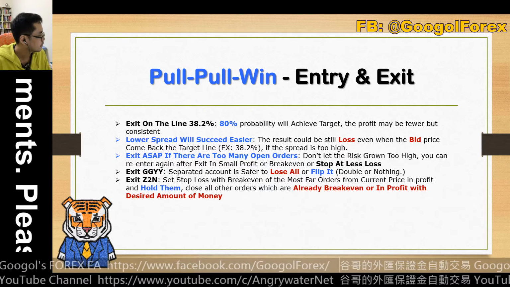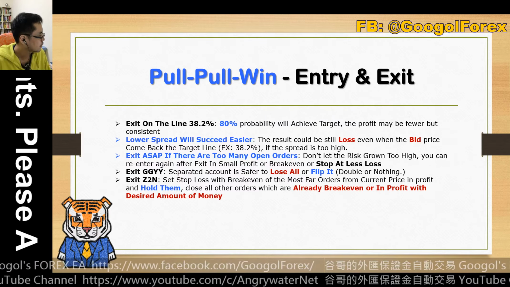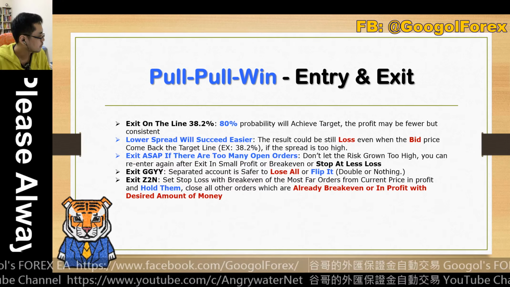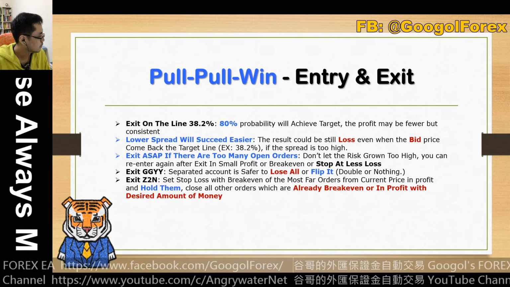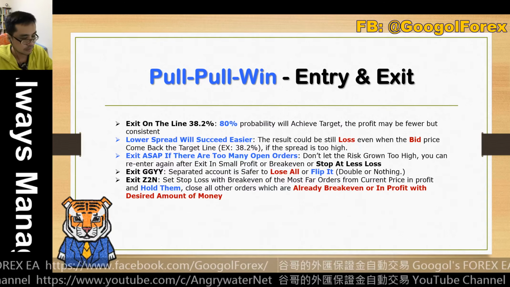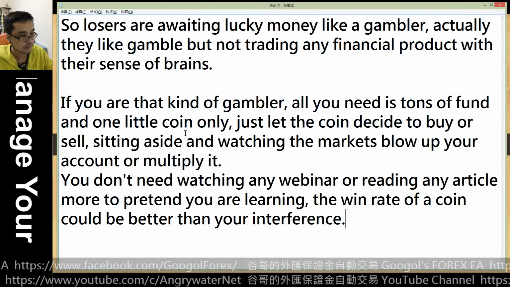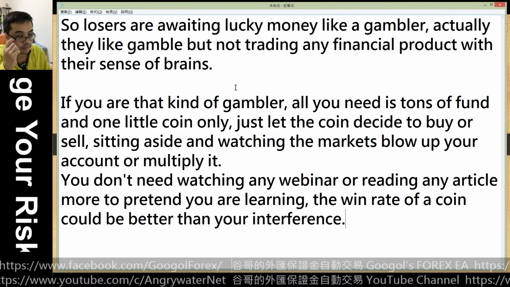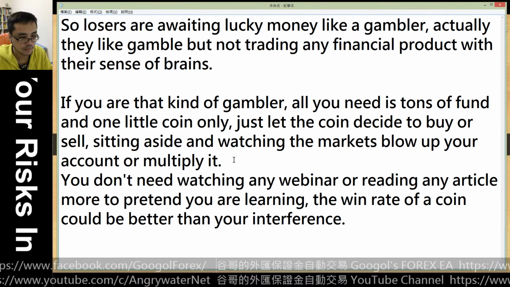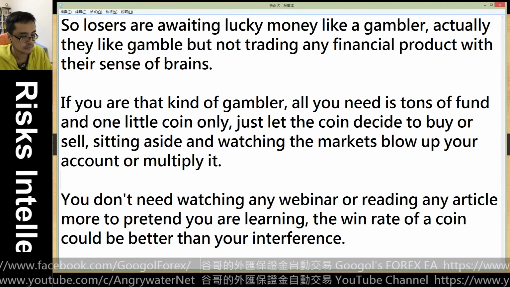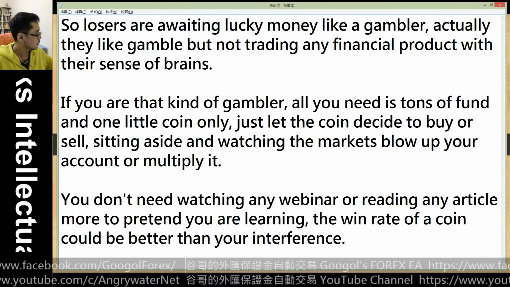If you are that kind of gambler, all you need is tons of fund and one little coin. Just let the coin decide to buy or sell, sitting aside and watching the markets blow up your account or multiply it. You don't need to watch any more webinars or read any articles to pretend you are learning. The win rate of a coin could be better than your interference.